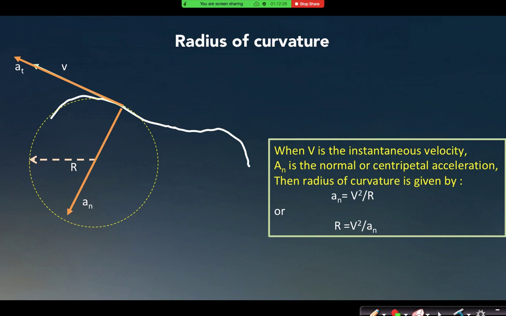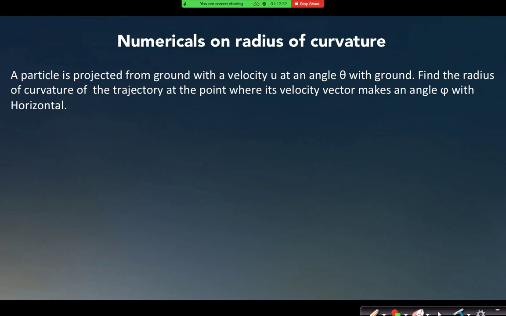Let us try to solve one or two numerical questions on this radius of curvature before we move to the next topic. Can you try this one? First, let me draw the situation. It is a simple projectile motion. Suppose this is the ground, x-axis, y-axis, and a particle is projected like this. It moves in this projectile motion.